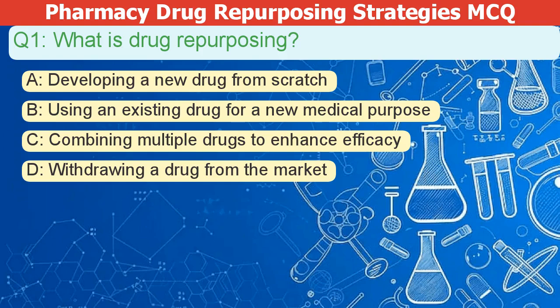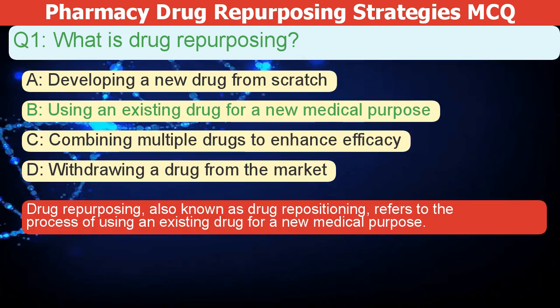What is drug repurposing? A. Developing a new drug from scratch. B. Using an existing drug for a new medical purpose. C. Combining multiple drugs to enhance efficacy. D. Withdrawing a drug from the market. The correct answer is B.